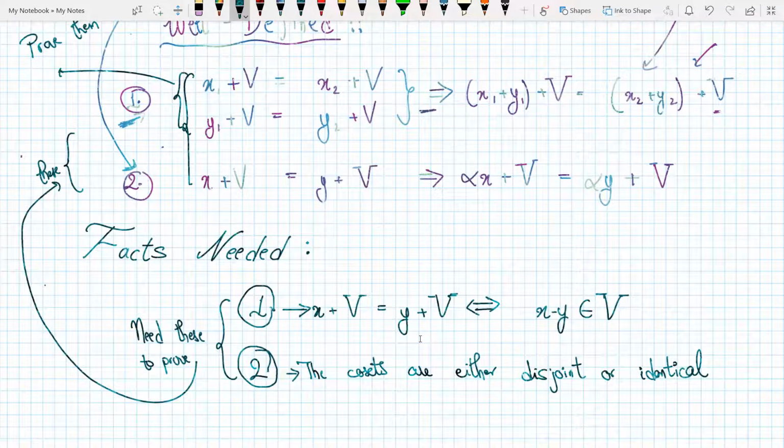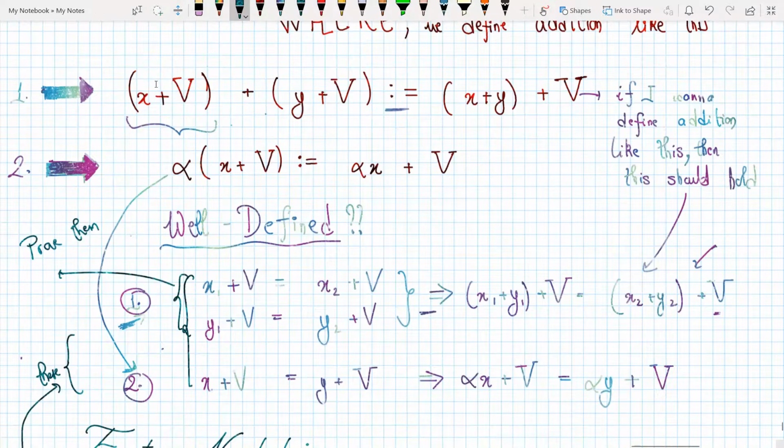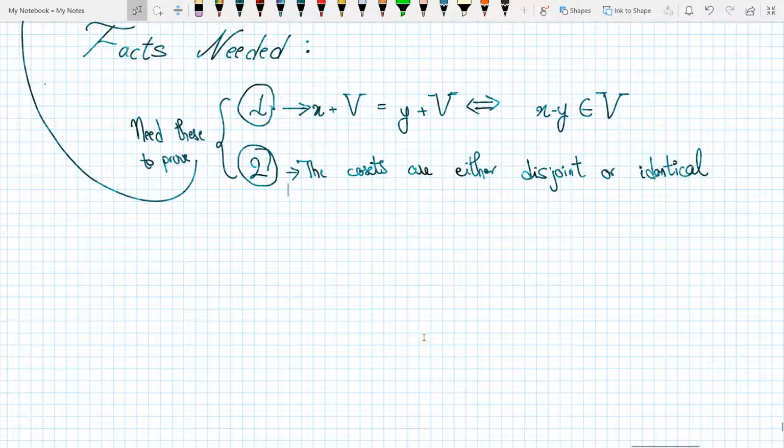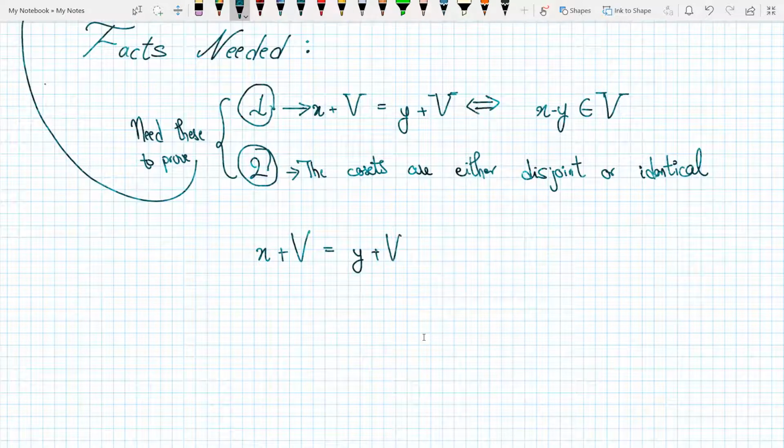So what we are doing here is, in order to prove the well-definedness of the addition and multiplication operation, I need to prove that x plus V is equal to y plus V if and only if x minus y belongs to capital V. So I'll just prove one direction because the other direction is trivial.